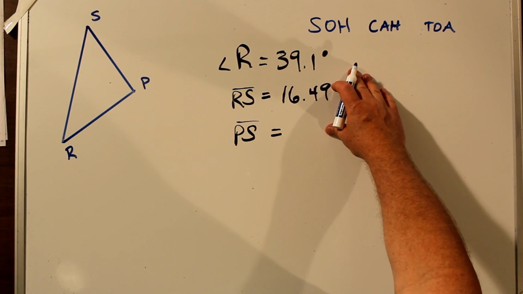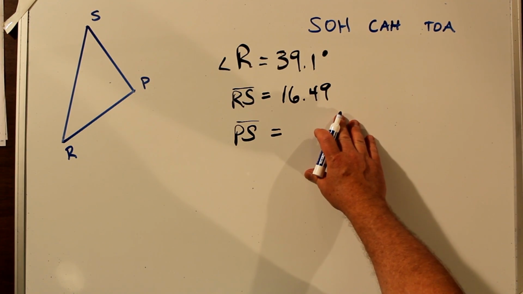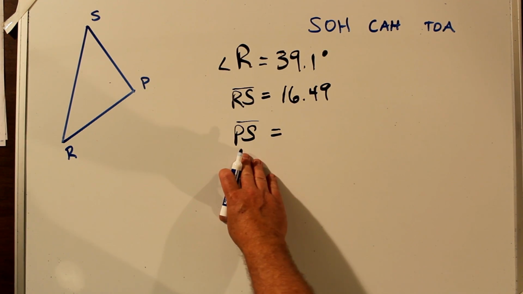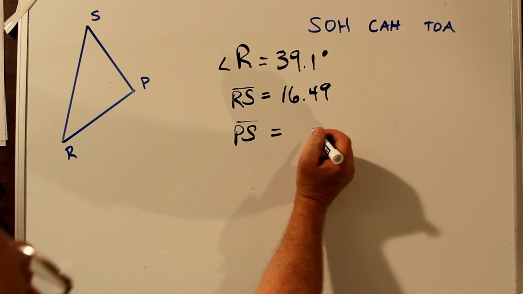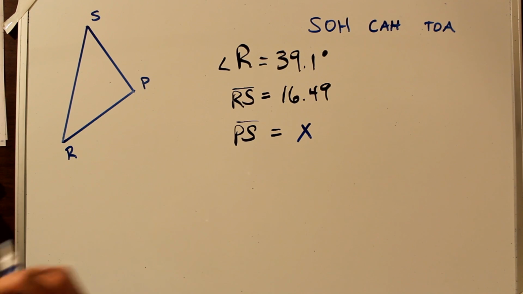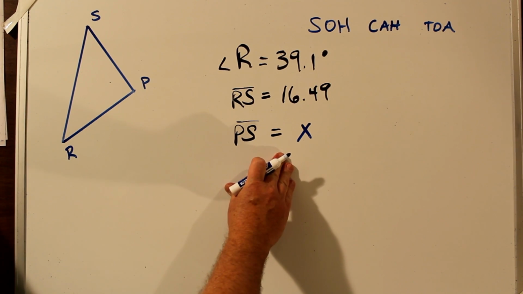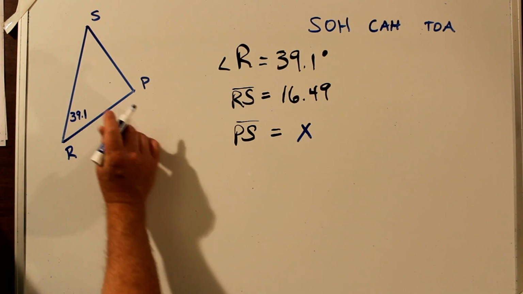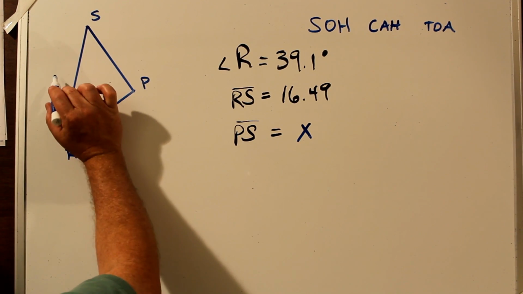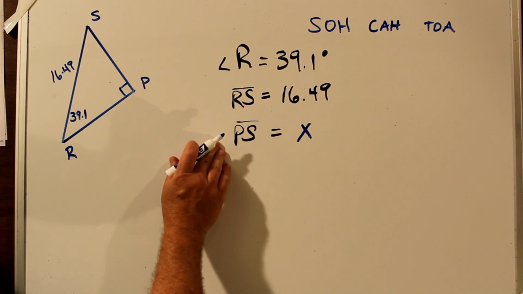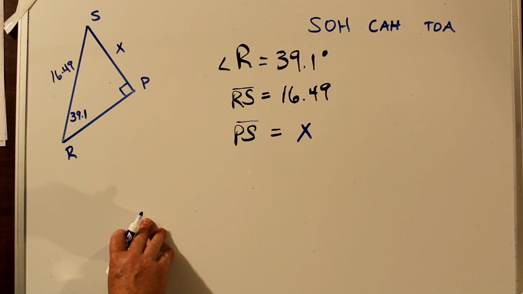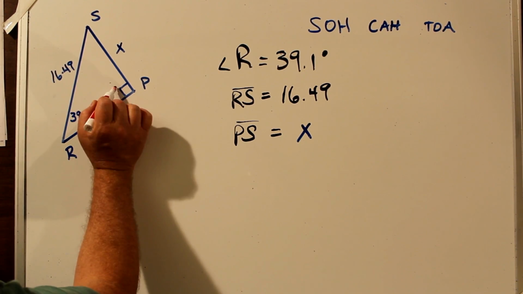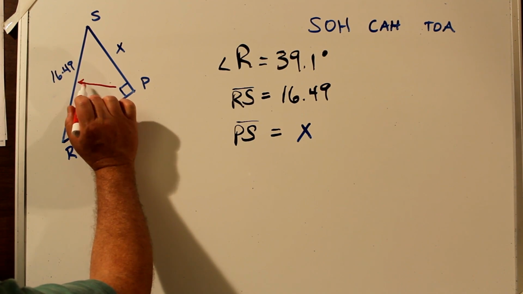Given the angle R is 39.1 degrees and length RS is 16.49, we want to find length PS. Well, PS then we'll call X. That's the unknown that we're looking for. And let's write in the information that we do know. Angle R is 39.1 degrees. Side RS is 16.49. And side PS is what we're looking for. That's our unknown, X.